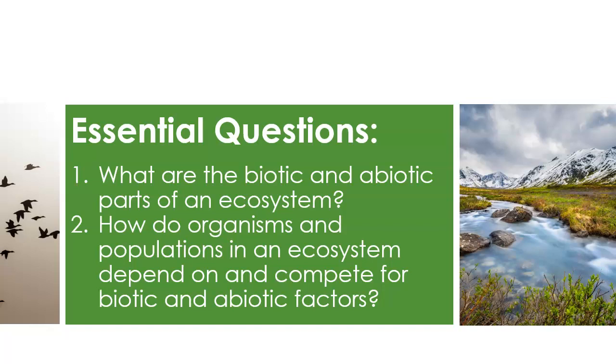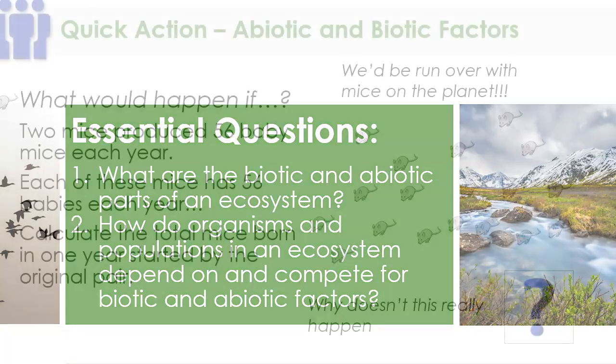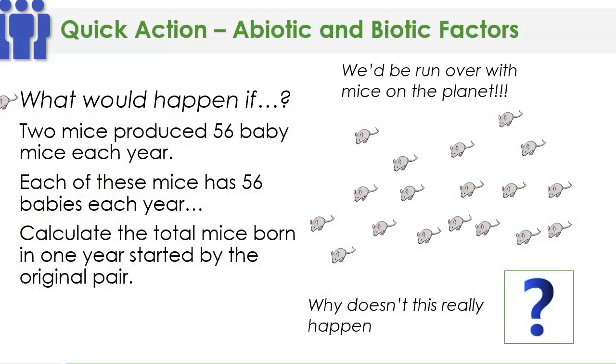We've been working on answering these questions here. Number one, what are the biotic and abiotic parts of an ecosystem? And then number two, how do organisms and populations in an organism depend on and compete for biotic and abiotic factors? It's more the second question that we are continuing to take a look at in today's lesson. I want you to take a look at this particular slide here for just a moment.